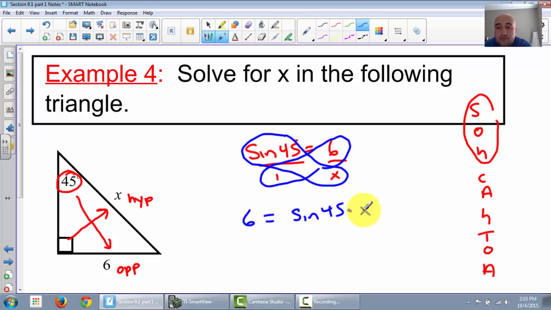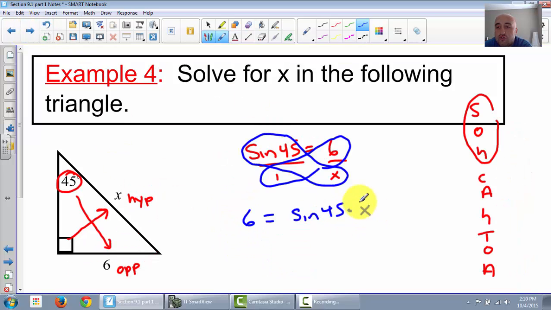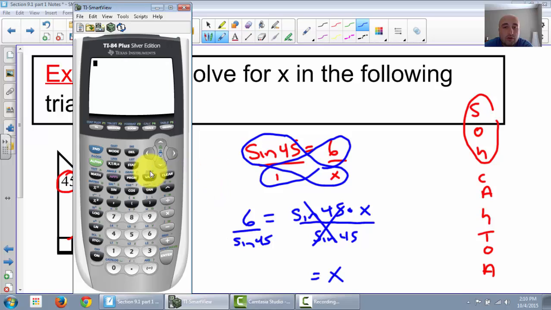Now this one's a little different because x is not by itself. If you notice on the last one, x was by itself. X is no longer by itself, so I need to do something to get the x by itself. So this is multiplying, so the opposite of multiplying would be to divide. So I'm going to divide by sine of 45 on both sides. And sine of 45 over sine of 45 is 1. I'm left with x is equal to 6 divided by sine of 45. So basically we just go to our calculator. 6 divided by sine of 45 degrees.